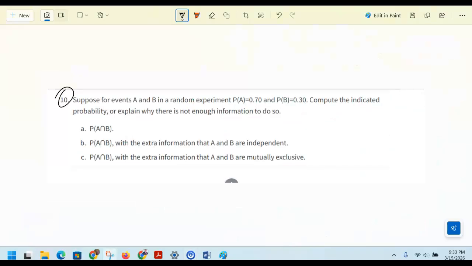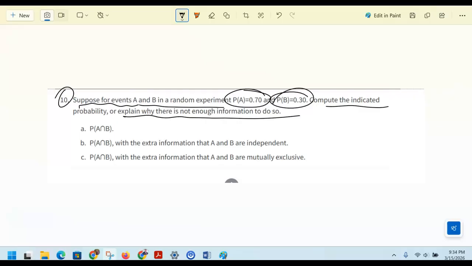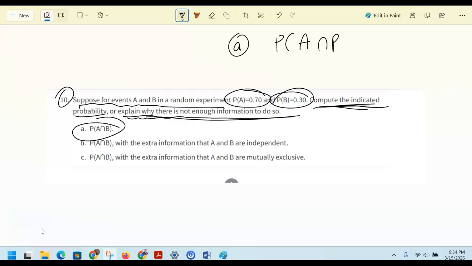Question number 10 says, suppose events A and B are given, and you are given probabilities. You are supposed to either compute the indicated probabilities or say there is not enough information to do so. So the first question: can we figure out probability of A and B? Based on this information, it just gives us probability of A and B. It does not tell us whether they are independent.